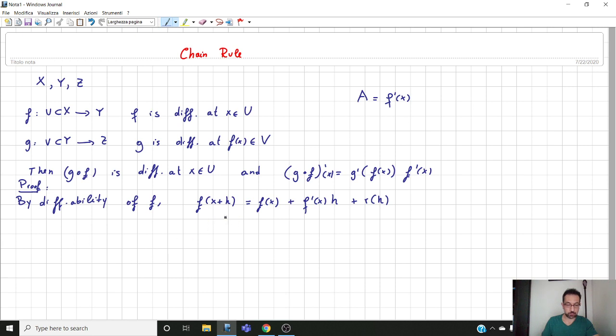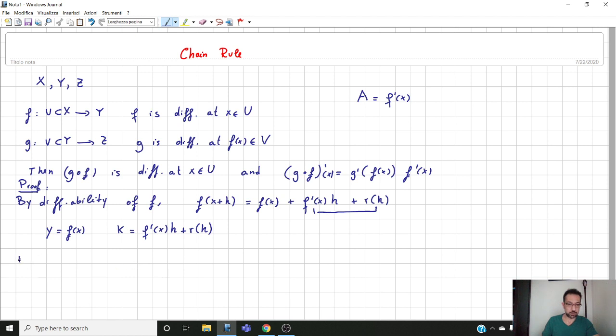Also, now we're going to use the concept of differentiability of g, but before we do that, let's make a substitution. So let's substitute y with f of x, and let's call this term here k. So k will be equal to f prime of x times h plus r of h. Okay?